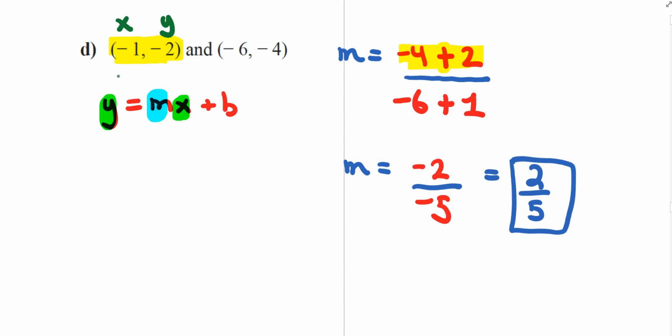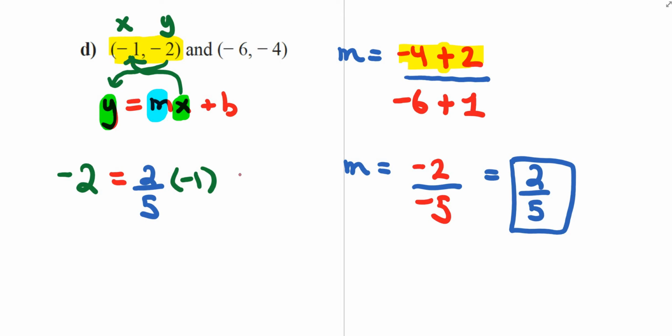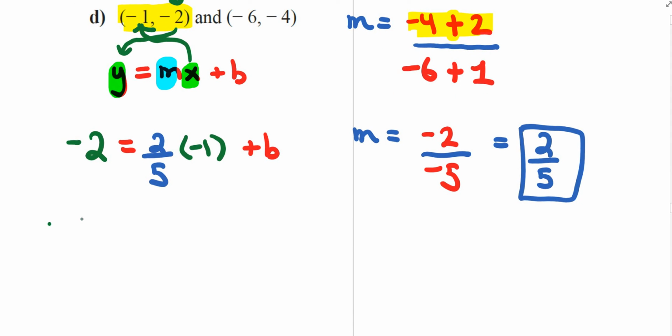Okay, let's substitute that in now. So I have a negative 2 here equals my m value, which is 2 over 5. Now what's my x value? My x value here is going to be negative 1, right? So negative 1 and then plus b. Now in this case we're solving for b, right? So this will be negative 2 equals negative 2 over 5 and then plus b.